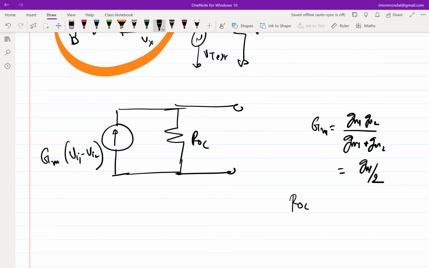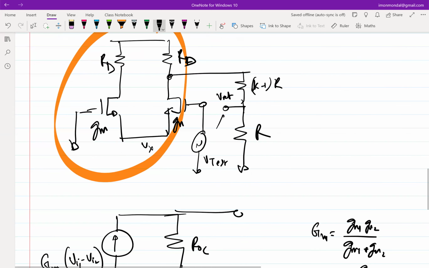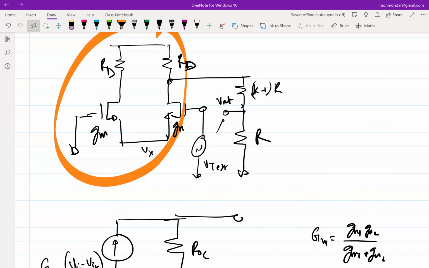And ROC was twice R02 in parallel with RD. So you can look at your notes to verify this. Okay, fine. So what I'll do, I'll just simply replace this entire contraption with the Norton's equivalent.